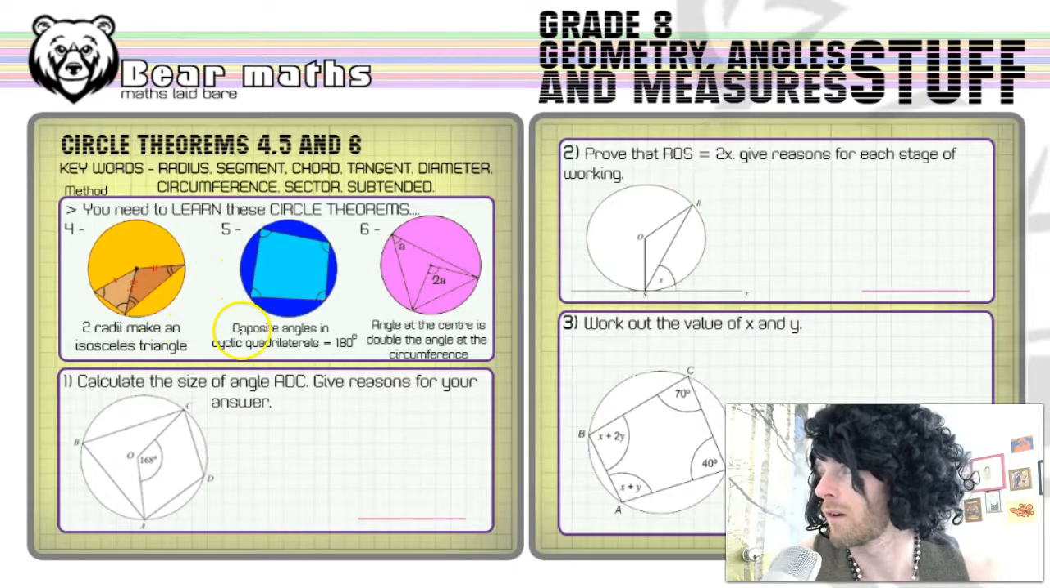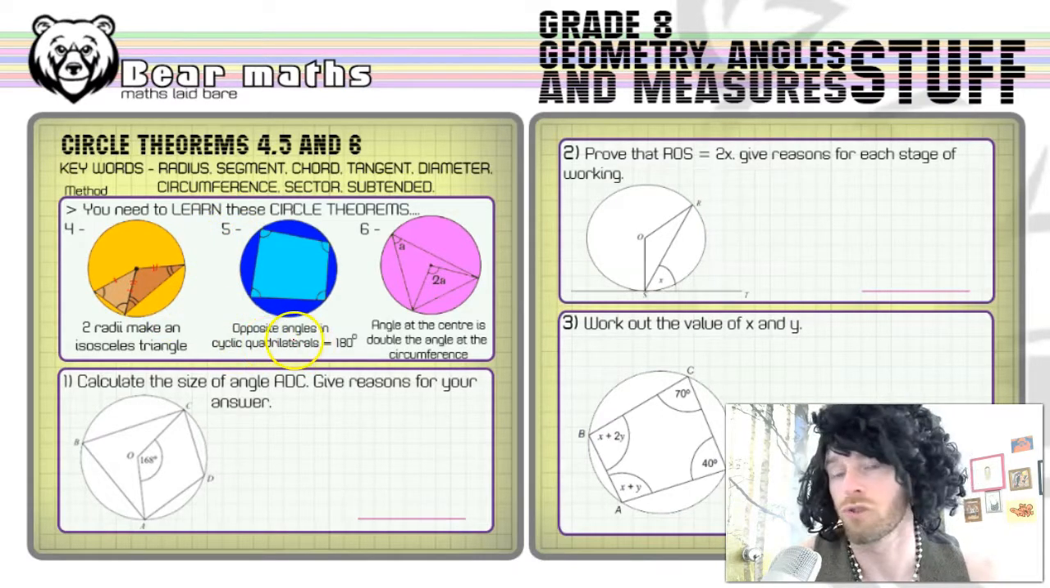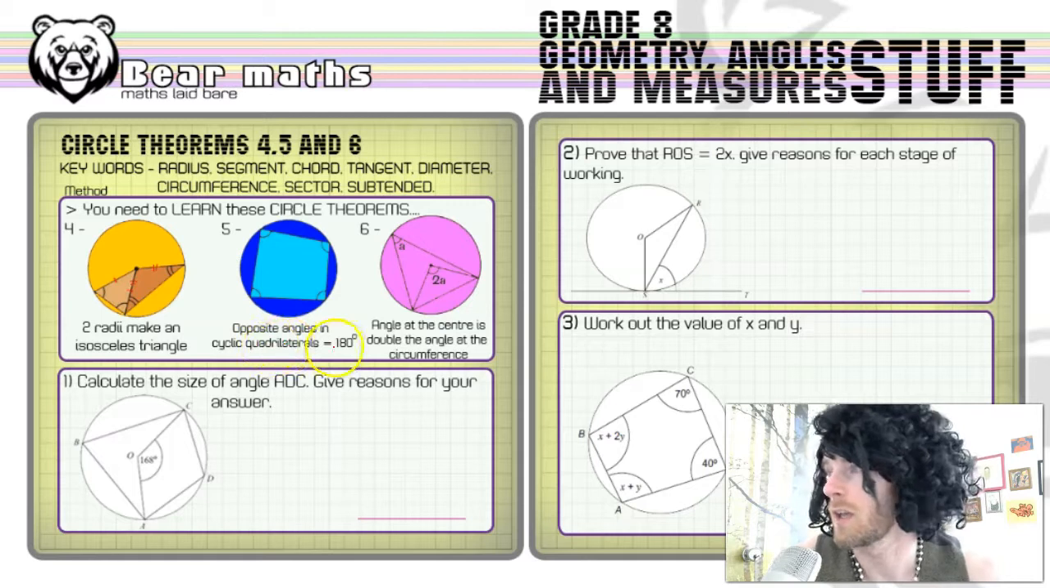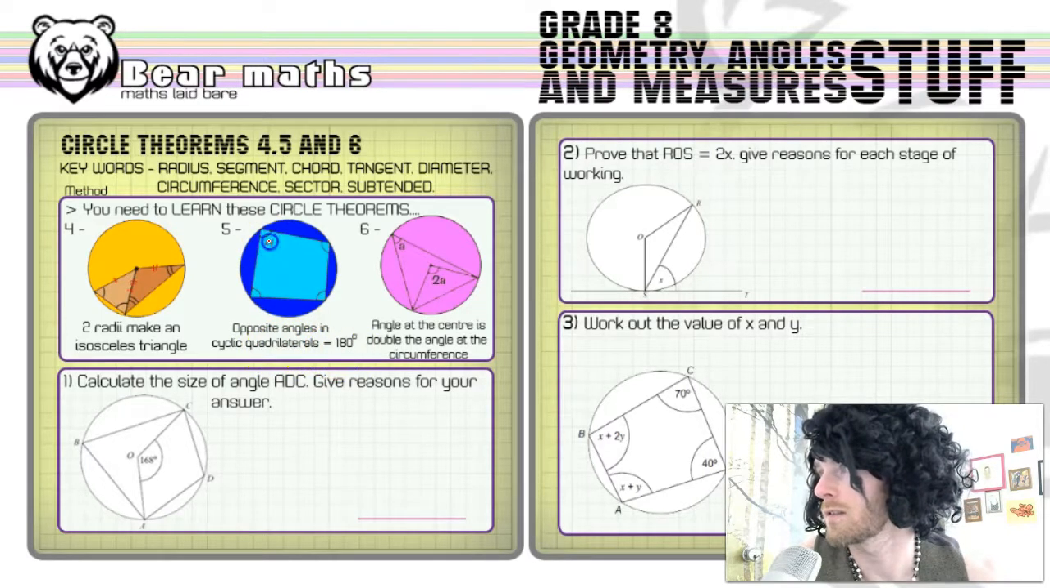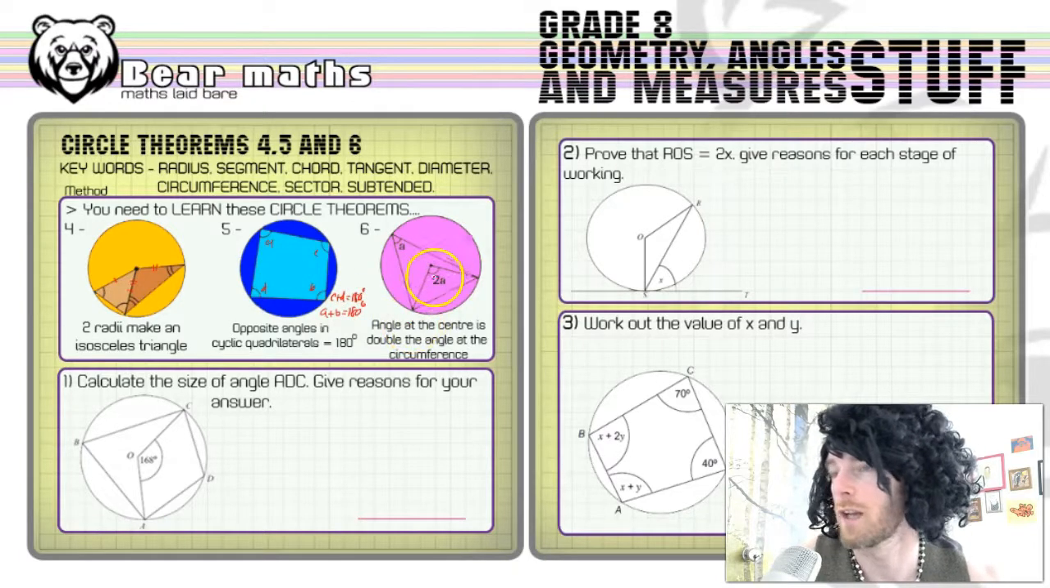Circle theorem number 5. Opposite angles in cyclic quadrilaterals, depending how you pronounce it, equal 180 degrees. So if this is A and this is B, right, A plus B equals 180 degrees. All right, useful to know. This one, if that's C and that's D, then C plus D equals 180 degrees. All right, useful stuff again.